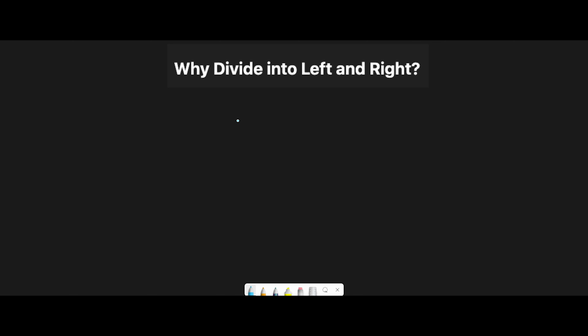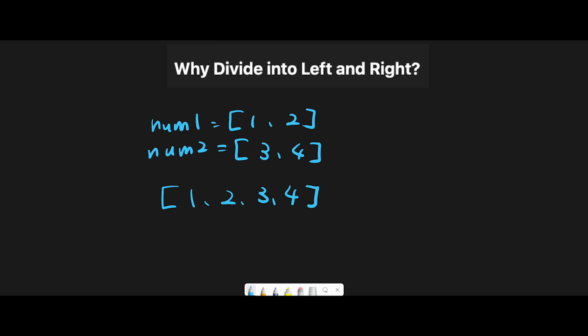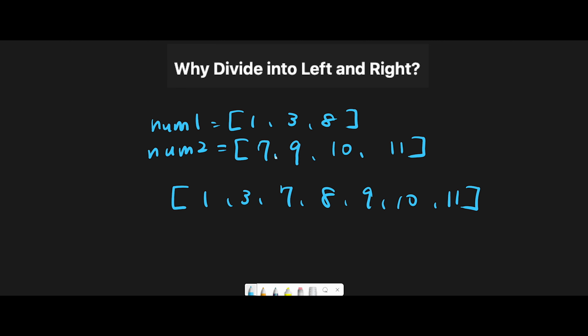But it's not always the case that all elements of nums1 are smaller than those of nums2, or vice versa. So for example, nums1 equals 1 and 2, and nums2 equals 3 and 4. You can simply append nums2 after nums1 to get 1, 2, 3, 4, which is sorted. And in this case, the median is 2 plus 3 divided by 2. That is 2.5.